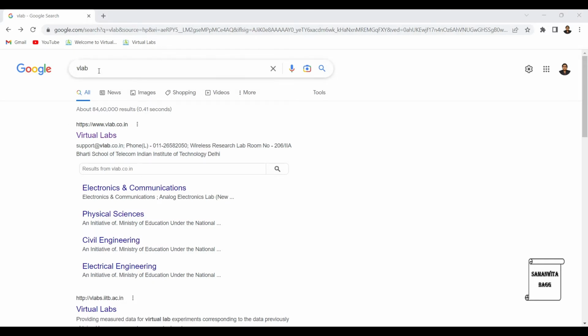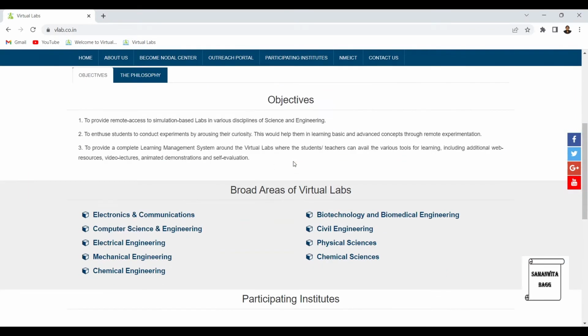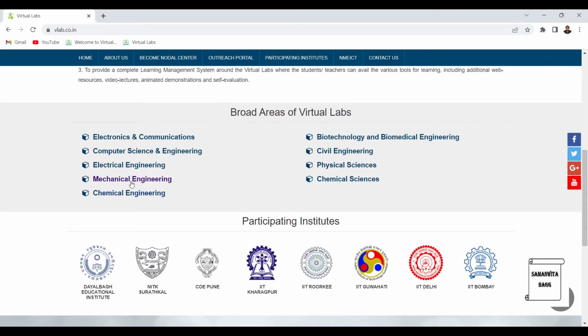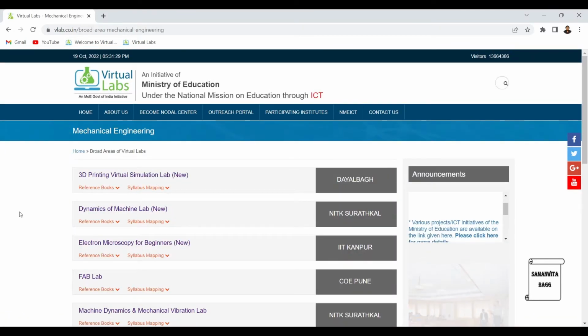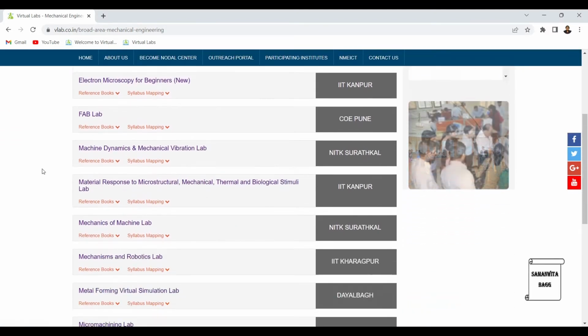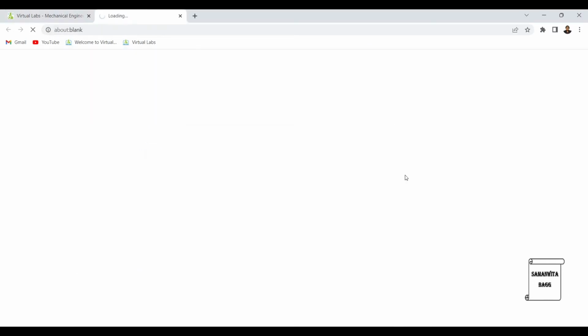On Google, once you search VLAB, it brings you to this page. When you click on virtual labs, it brings you to this page of virtual labs. Today we will start with a discussion on a lab of mechanical engineering. So I clicked on mechanical engineering. Here I want to take up the lab of machine dynamics and mechanical vibration lab.